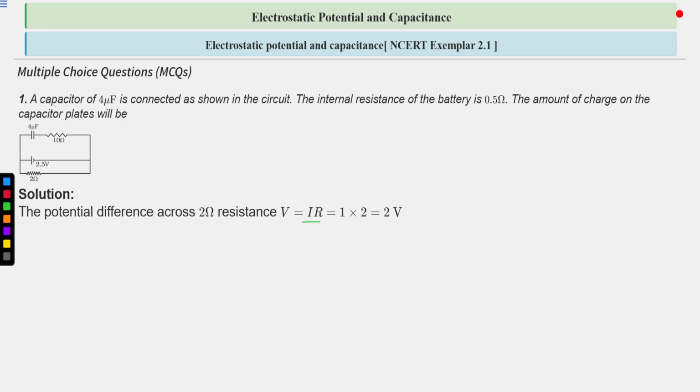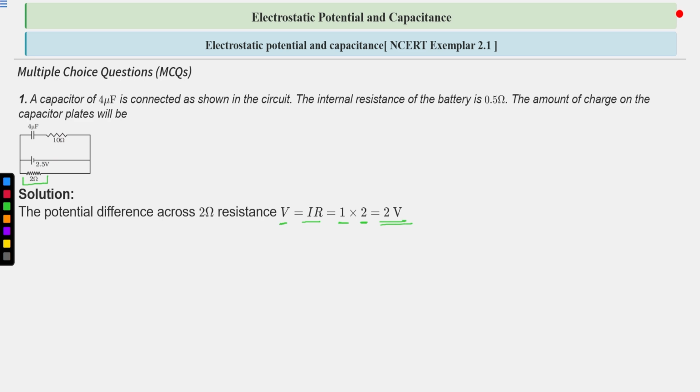Now we have to find the potential difference or potential drop across this 2 ohm resistor, which is equal to the current flowing through this 2 ohm resistor into the resistance of this 2 ohm resistor. So potential difference across this 2 ohm resistor is V equal to IR, 1 ampere into R equal to 2 ohm. So potential difference across this 2 ohm resistor is 2 volt.